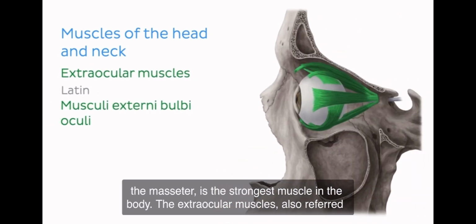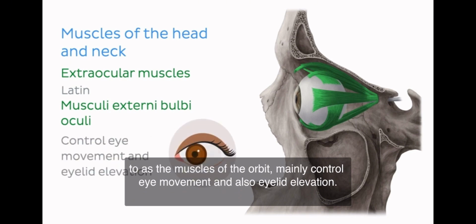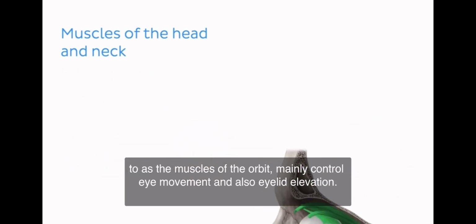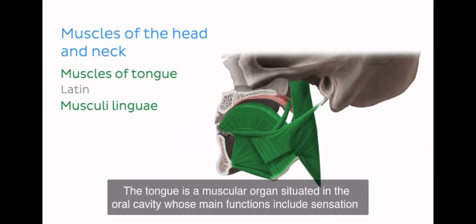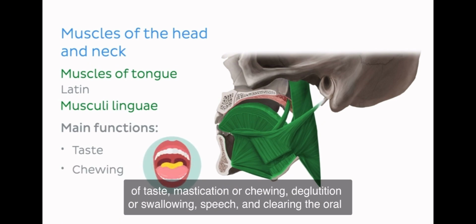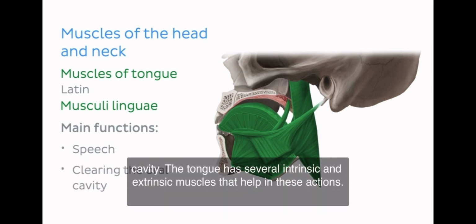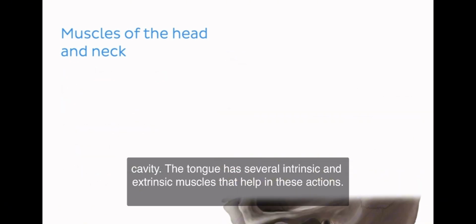The extraocular muscles, also referred to as the muscles of the orbit, mainly control eye movement and also eyelid elevation. The tongue is a muscular organ situated in the oral cavity whose main functions include sensation of taste, mastication or chewing, deglutition or swallowing, speech, and clearing the oral cavity. The tongue has several intrinsic and extrinsic muscles that help in these actions.